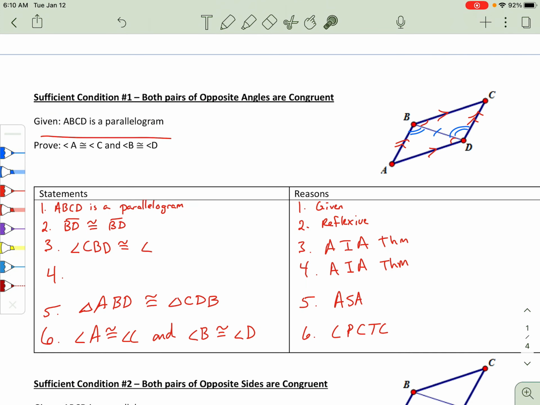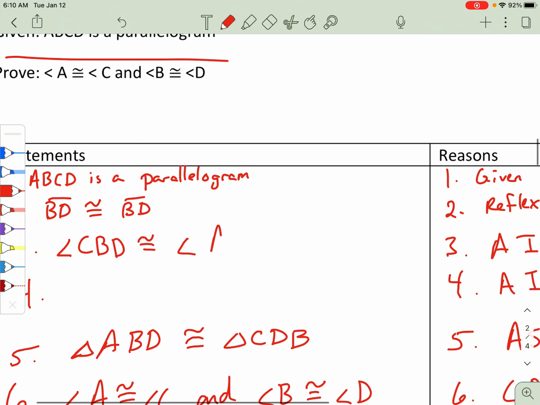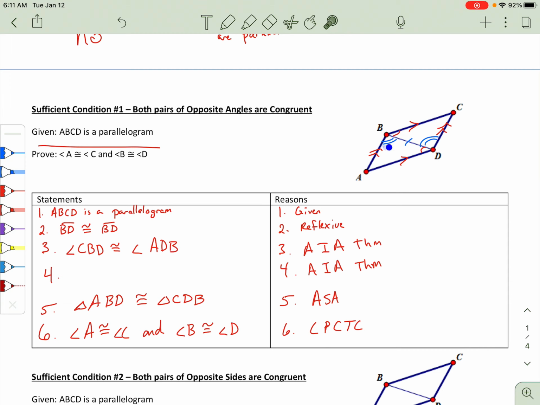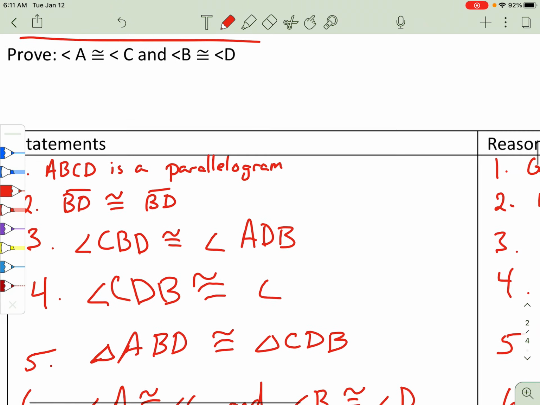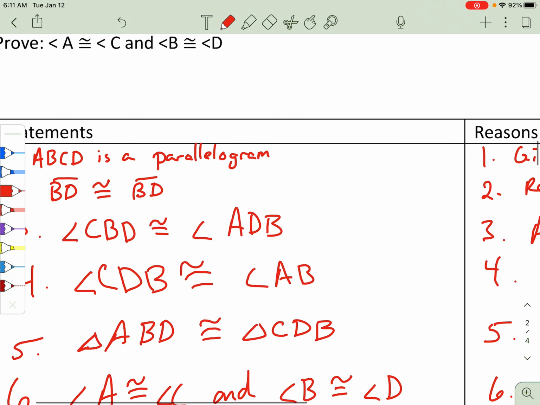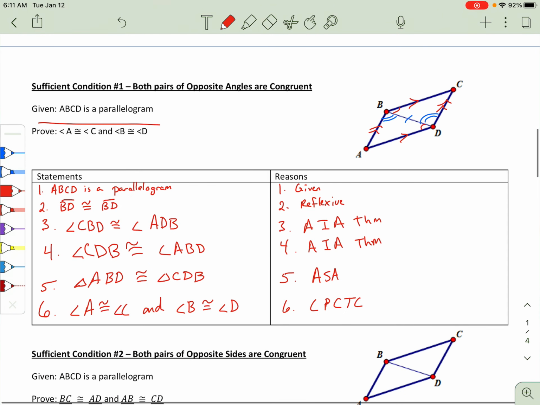And angle ADB. Okay, then if we look at the blue, so these two, angle CDB is congruent to angle ABD. And there you go. Proof filled in.